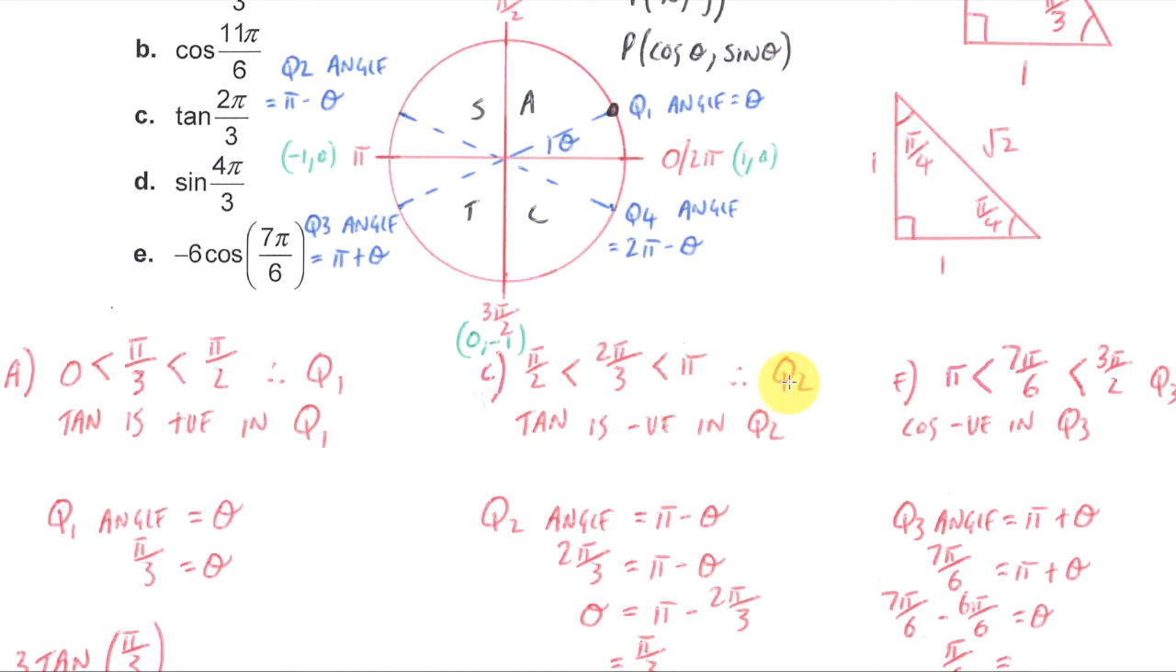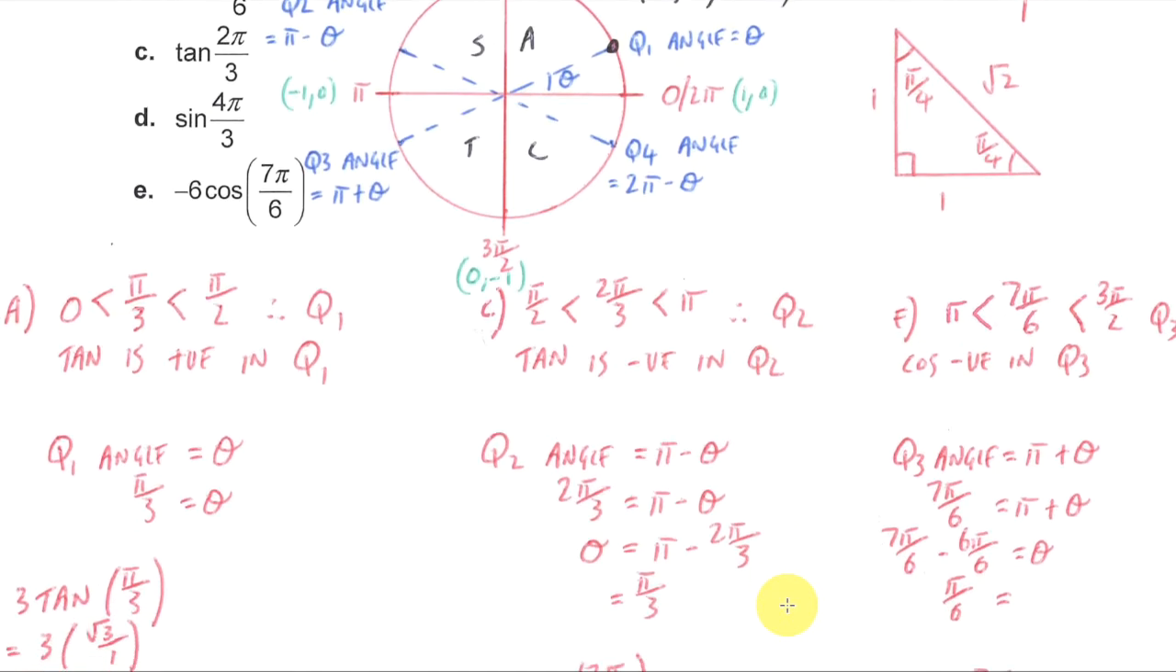All schools teach crap, so the only thing that is positive in quadrant 2 is sine. So therefore tan is negative. Our quadrant 2 angle is equal to pi minus theta, where theta is that angle in the first quadrant. The quadrant 2 angle is 2 pi on 3, pi minus theta. In my next line, I add theta to both sides, and then I subtract 2 pi on 3 from both sides, and I work out that the equivalent angle in the first quadrant is pi on 3.